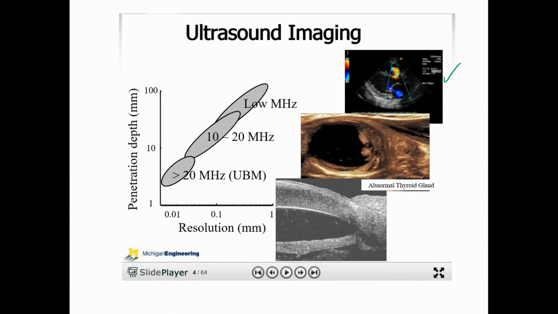10 to 20 megahertz is getting to be pretty high frequency ultrasound. And you can see here they're using that to image something like a thyroid gland, which is pretty small, and they actually want to see some structures in that. I don't know what exactly that is.